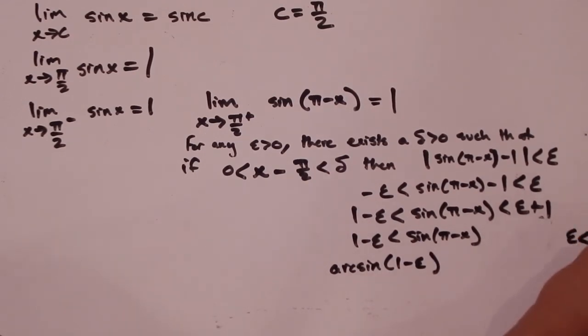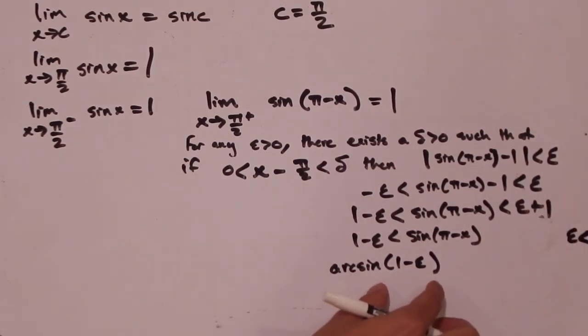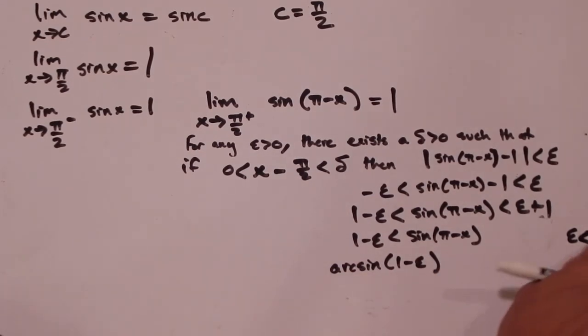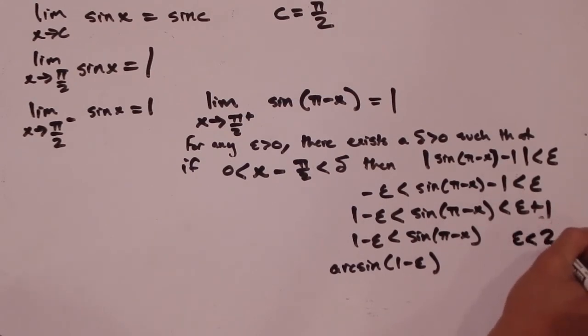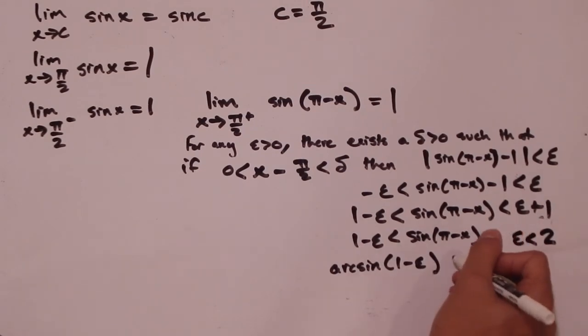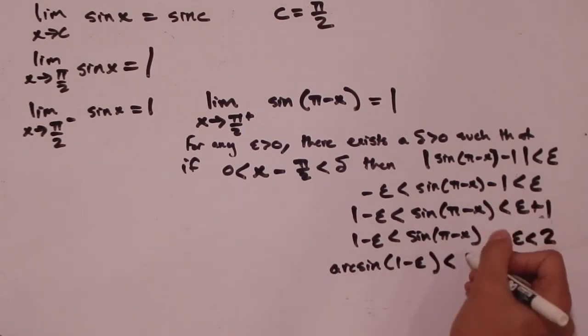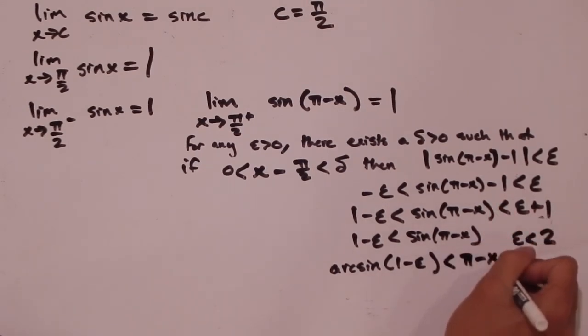Epsilon has to be less than 2. We can't let it be bigger than 2. Arc sine will not be able to take that input. And let's get that back on frame. It looks like that was getting a bit out of frame. So epsilon has to be less than 2. So arc sine of 1 minus epsilon has to be less than pi minus x.